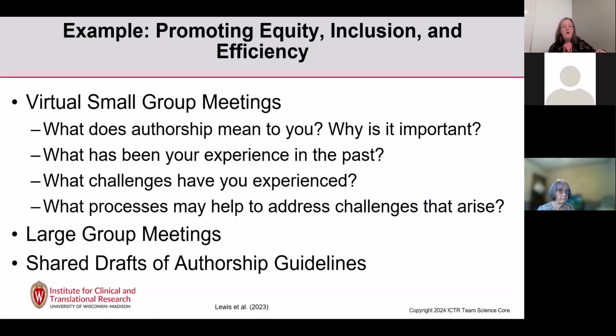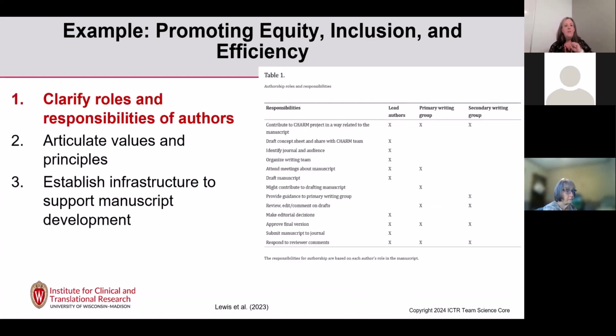And after all of this was done, they came up with 3 general overarching guidelines. And again, their goals were to promote equity, inclusion, and efficiency. So the first was to clarify roles and responsibilities of all of the authors.